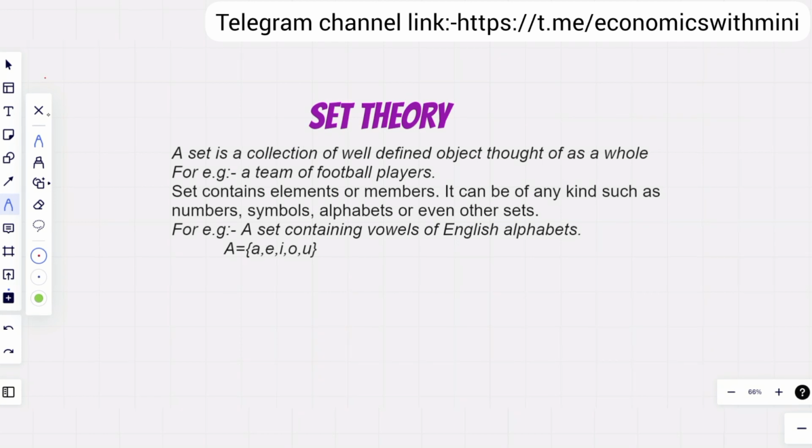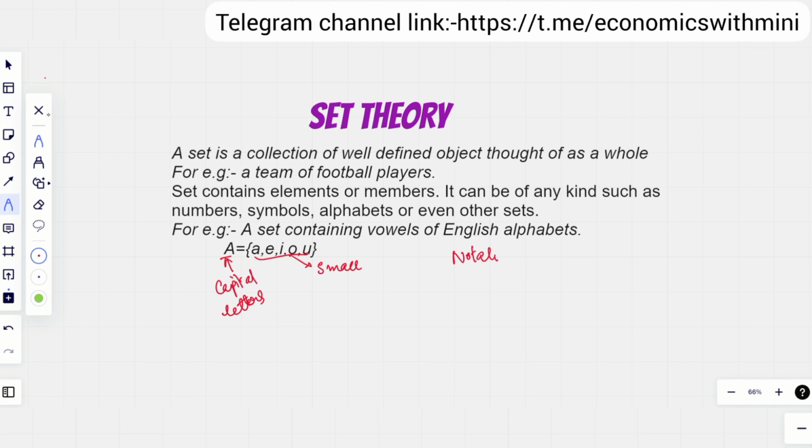Alright? Let's say a team of football players. It means a set contains players or a team of players who play football. Now let's see another example. A set containing vowels of English alphabets. A equals {a, e, i, o, u}. Now capital letter A represents a set. Okay. And the elements of a set are represented with small letters. So we represent a set with capital letters and we represent elements with small letters.